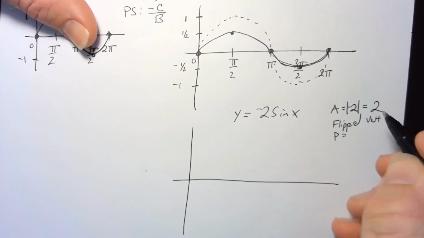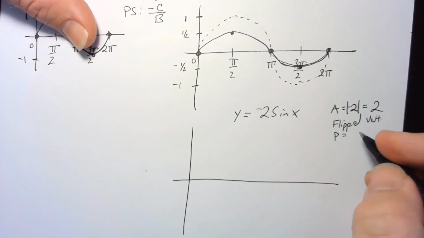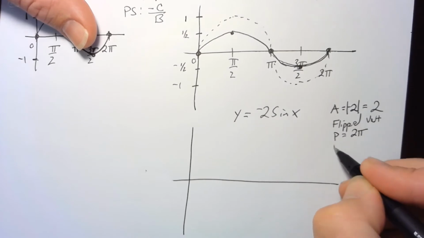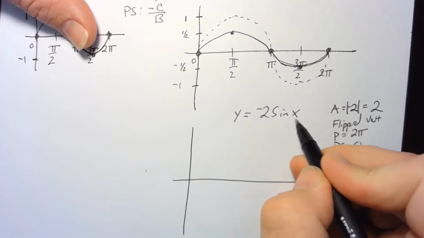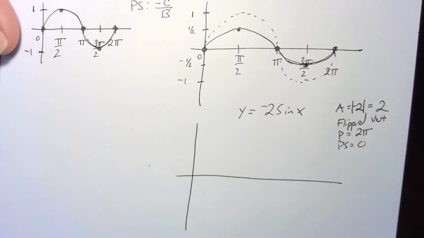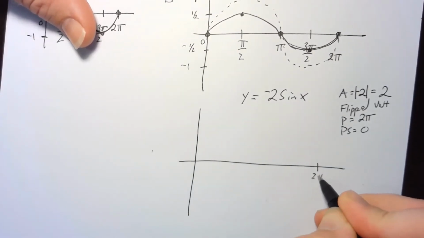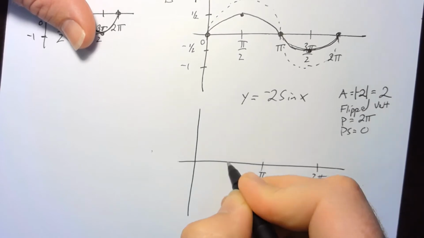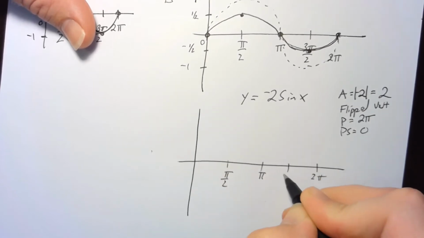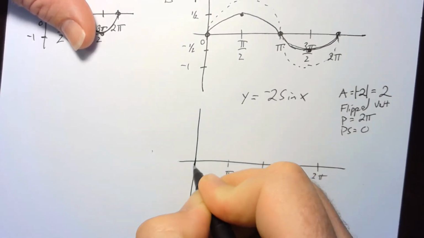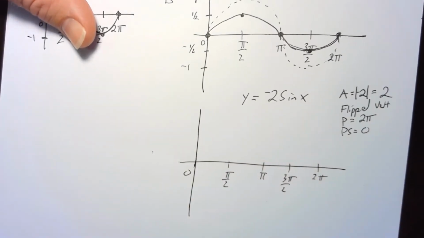The period in this case, again, is still unchanged. There's nothing multiplied by the x value, so it's still going to be 2 pi. And my phase shift is still 0 because there's nothing added inside that x. So after I get to here, I'm going to go ahead and plot these values. Now, one more time, it's going to be 2 pi, cut that in half, pi, cut that in half, pi over 2, and then finally multiply that by 3 to get 3 pi over 2. Don't ever forget your 0 anchor point. And then we're going to go ahead and plot the value of 2.